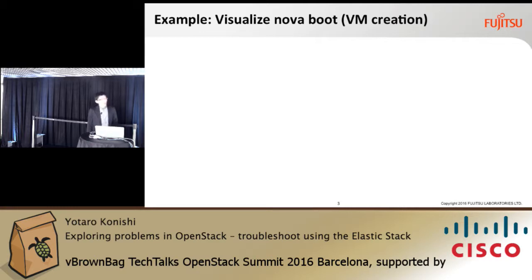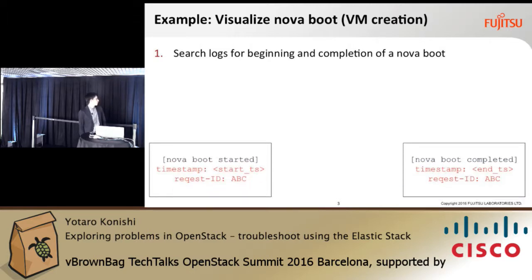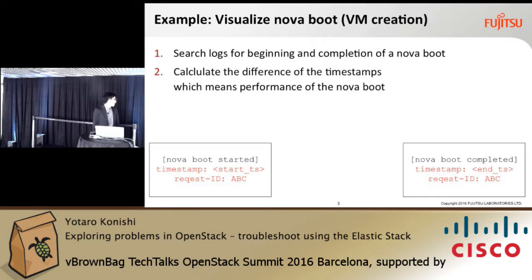So I will show you how to visualize Nova boot performance. Nova boot is a very common task and a very heavy task on OpenStack. So I think it's really worthwhile to visualize its performance. How do we do this? It's very simple. First, search logs for the beginning and completion of a Nova boot. And then calculate the difference of the two timestamps of these two logs, which means the performance of the Nova boot.